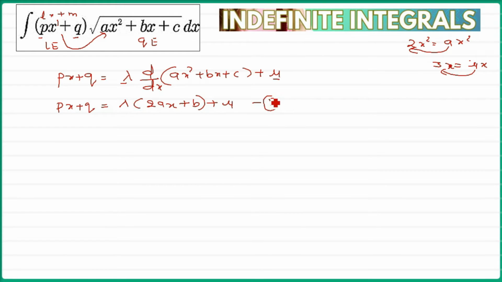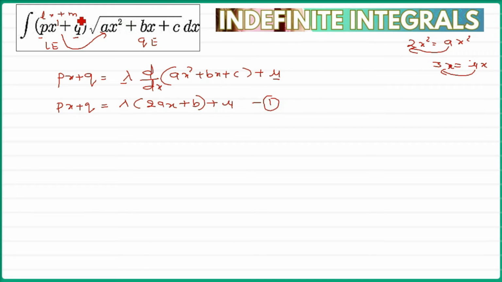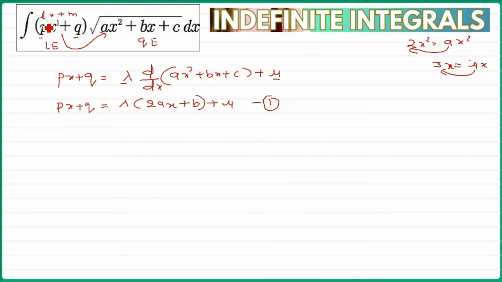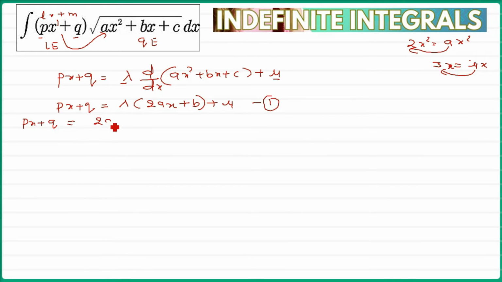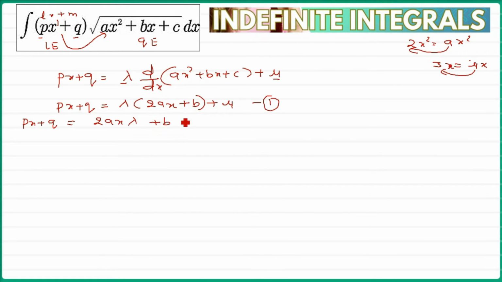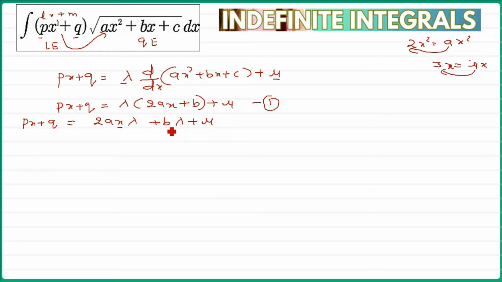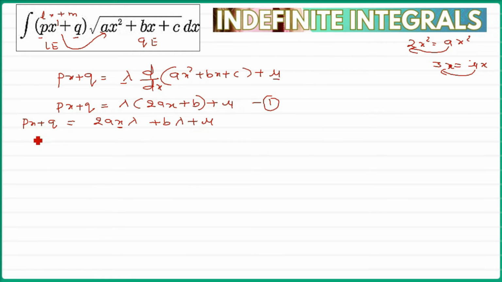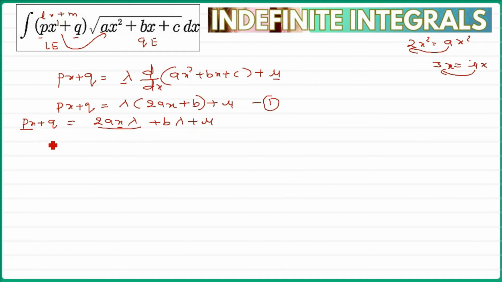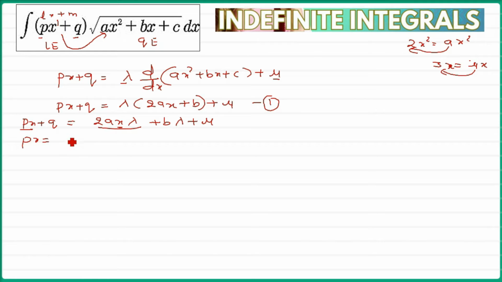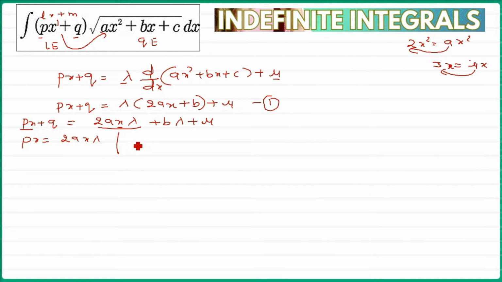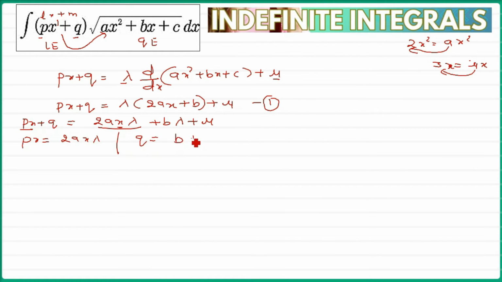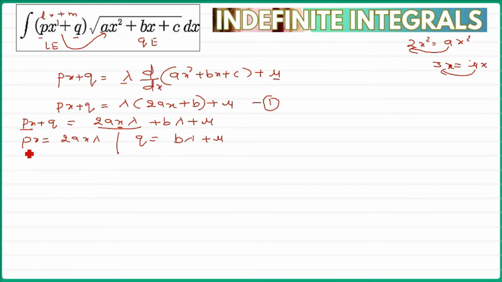This equation is very important because we are going to replace px plus q by this equation in the later part. So px plus q on the left hand side, let's equate it with these similar terms. So we have 2ax lambda plus b lambda plus mu. So we will make these similar terms equal. So px equals 2ax into lambda. This is our first equation. We are just equating the similar terms. Q is a constant, so it will equal b lambda plus mu.